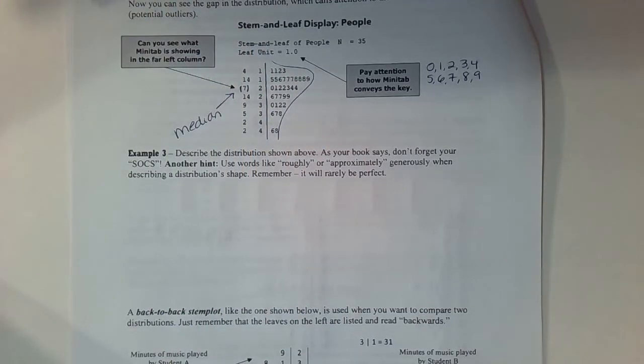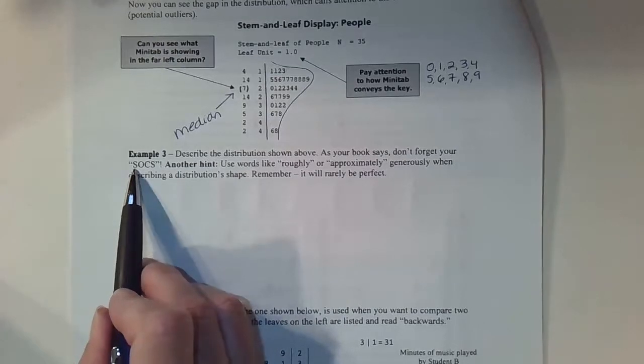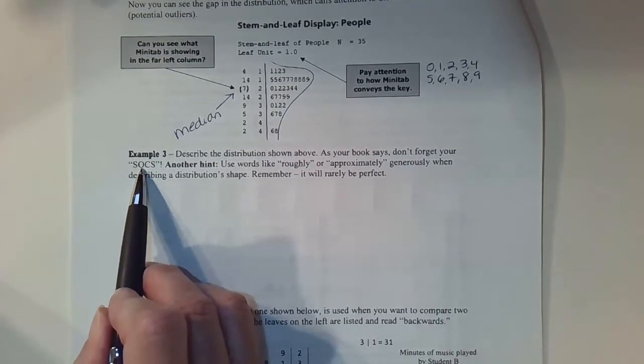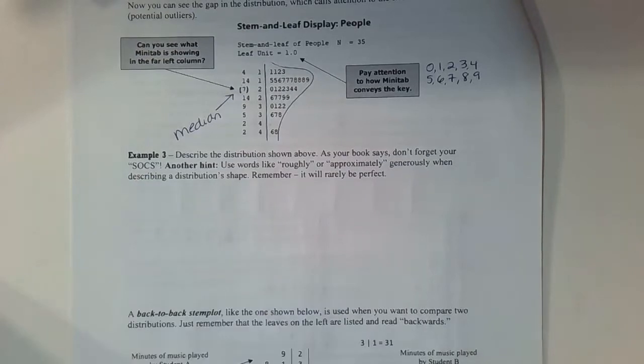So the final example here says, describe the distribution shown above. As your book says, don't forget your SOCS. Remember, we have shape, spread, center, and they say O for outliers, but we want to talk about extreme values and any unusual features here.